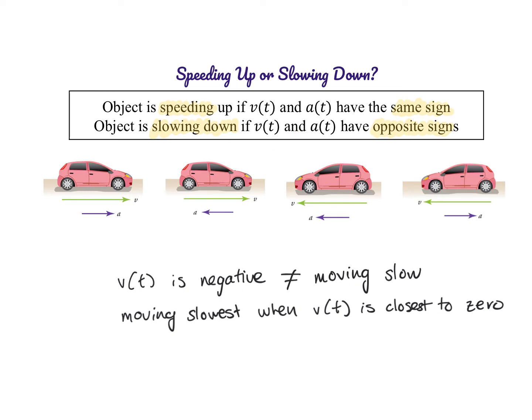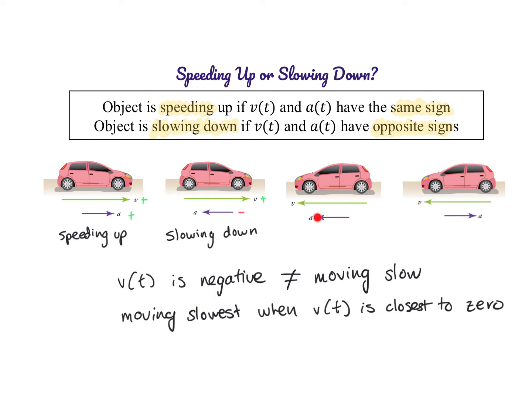So let's go back to this idea of speeding up or slowing down, and let's look at these 4 scenarios. If we have a car and the velocity is moving in the positive direction and the acceleration is also moving in the positive direction, here we see a scenario where we are speeding up. The reason is that the velocity and acceleration have the same sign. Now let's look at this one. Here, our velocity is moving in the positive direction, but our acceleration is moving in the negative direction. So when you have a case like that, we are slowing down.